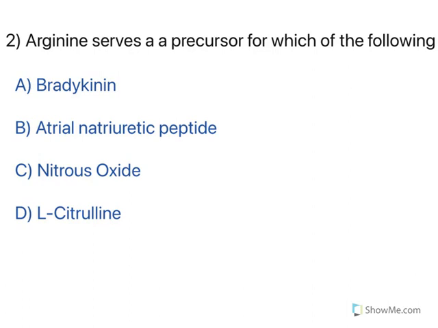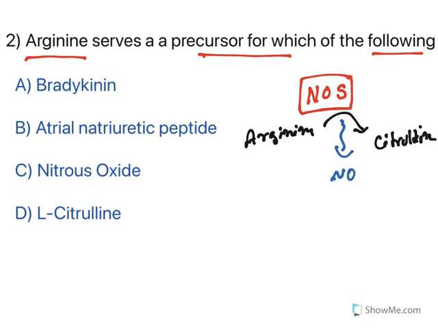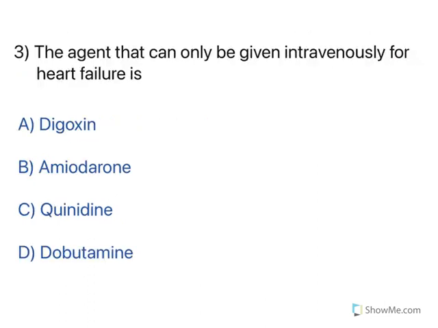Now, arginine. Arginine serves as a precursor for which of the following? Now, this is a very popular one. There is something called nitric oxide synthase enzyme, which is there in our blood vessels and a lot of tissues also. The job of nitric oxide synthase is that it converts arginine to citrulline, and in that process it releases nitric oxide. So arginine serves as a precursor for nitric oxide. So option C is the correct one. Moving to the next one.